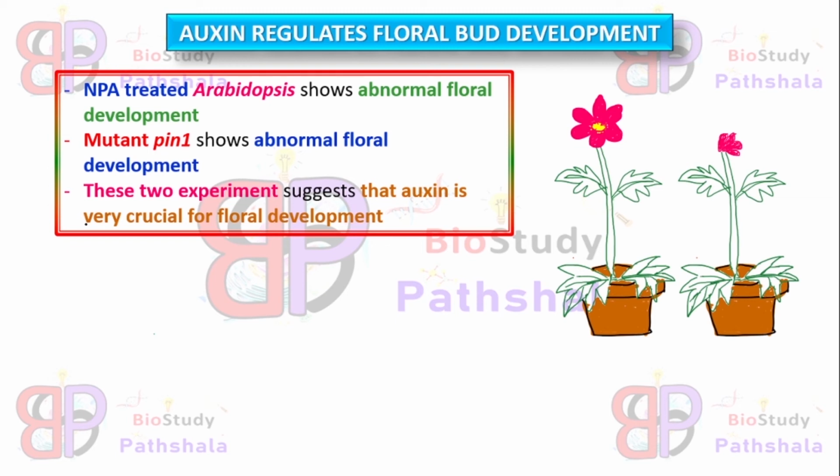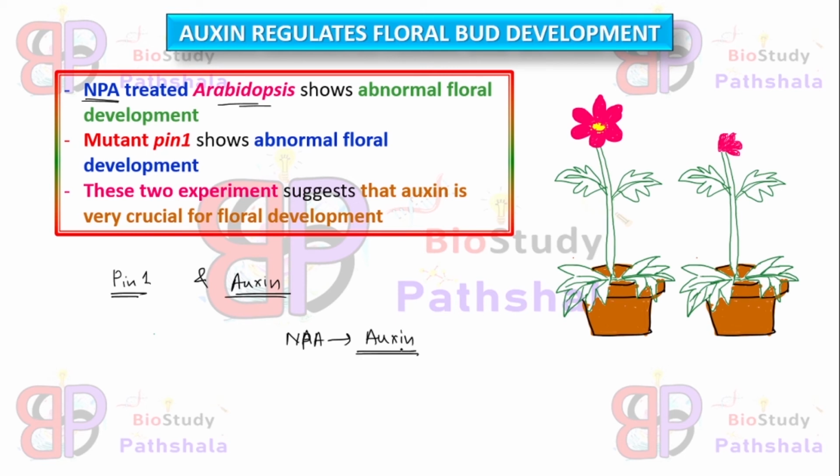Next one is auxin regulation in floral bud development. Floral bud development requires PIN protein as well as auxin phytohormone. How could we know about this particular requirement? The NPA treated plant, that is naphthylphthalamic acid treated plant, mainly Arabidopsis, shows abnormal floral development. NPA can inhibit the auxin phytohormone effects.